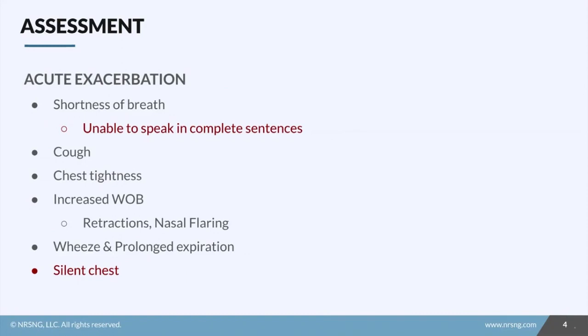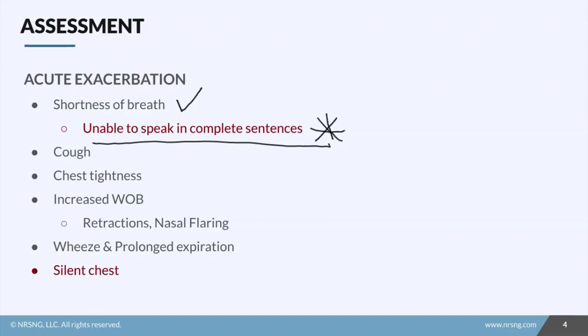For your nursing assessment, when a patient's having an acute exacerbation, what we're looking for are signs that their airway is being obstructed. The first thing that patients may complain of is feeling short of breath. They're breathing, and they can't seem to catch their breath, and they may not be able to speak in complete sentences. If you see that, that's a red flag. If they can't speak in complete sentences, that's a sign of a very, very severe asthma exacerbation.